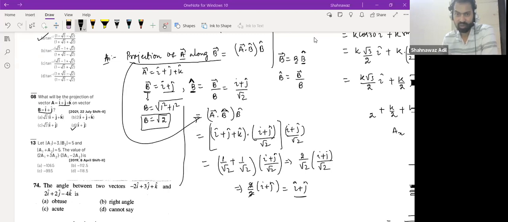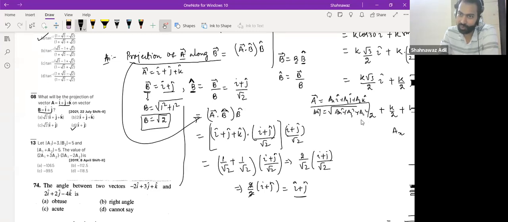And you guys revise vector because vector is very important. So you guys forgot about the magnitude, right? Magnitude of, let's say, AXi, AYj, and AZk. So this is root of AX square, AY square, and AZ square. So, yeah, you guys revise. Otherwise, you guys will forget.